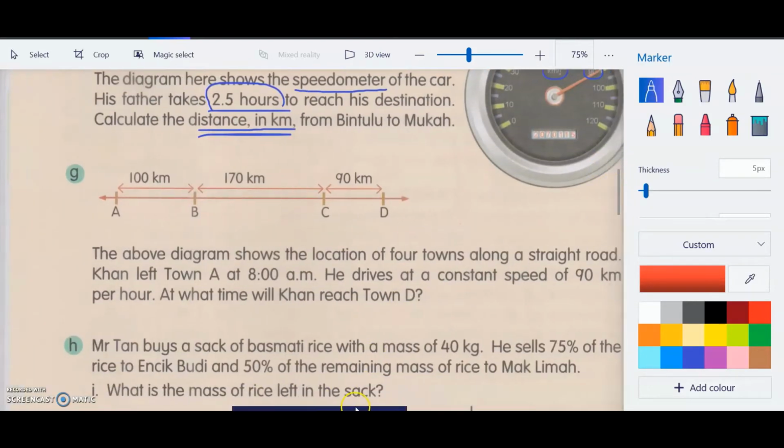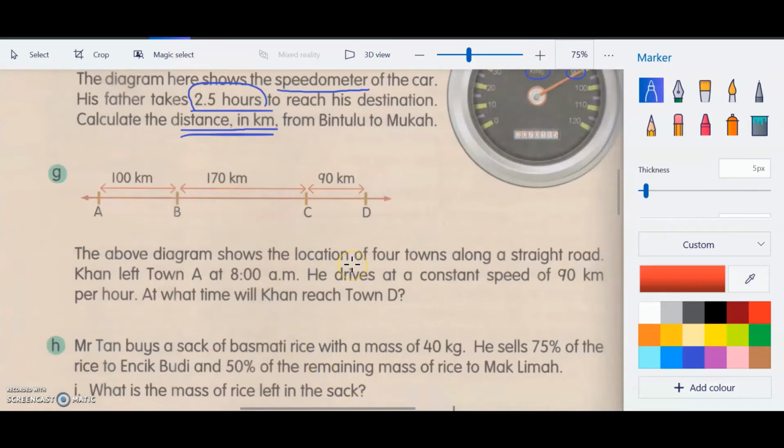Okay, next question. Here we have a diagram showing the location of 4 towns on a straight road. Khan left town A, starting from A, at 8 o'clock in the morning. He drives at a constant speed of 90 kilometers per hour. Again, the same thing here. In 1 hour, the car travels as far as 90 kilometers. Okay, so at what time will he reach D?